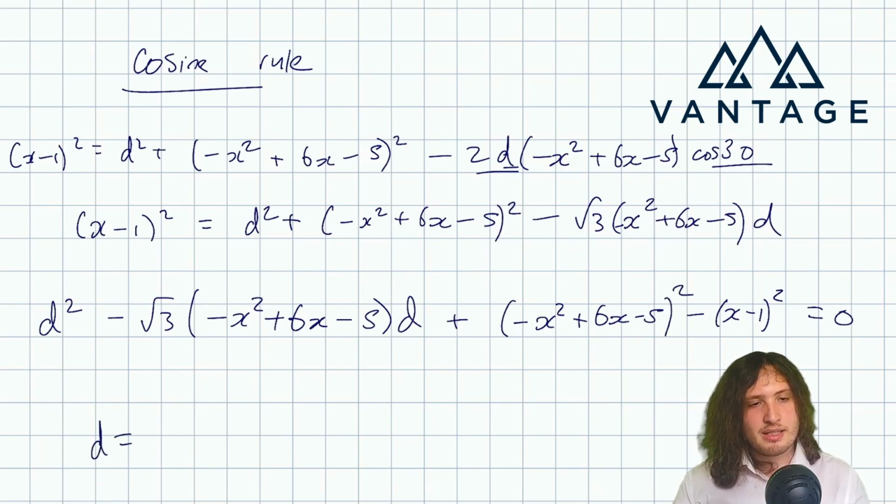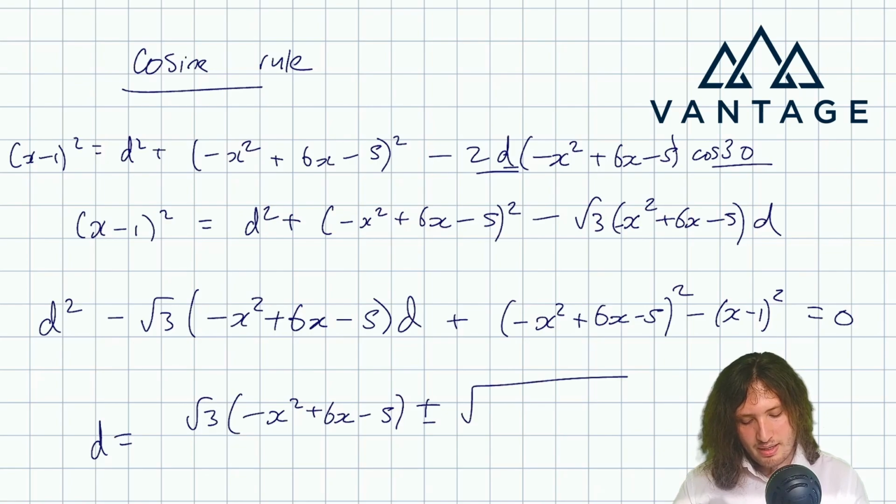So d has got to be root 3 minus x squared plus 6x minus 5 plus or minus the square root of 3 lots of that thing squared minus 4 times that stuff. So that's minus 4 more of those gives me minus 1 of them overall. So overall I'm going to get minus 1 lot of this. And then minus 4 on that gives me plus 4 of them. All right, and then that's all over 2.